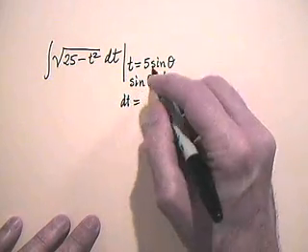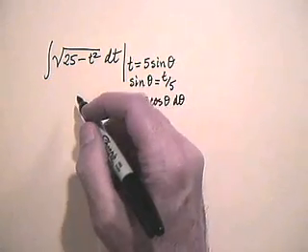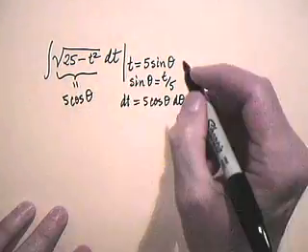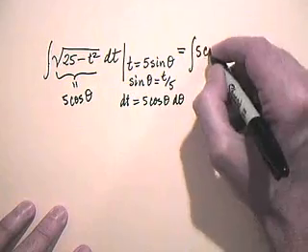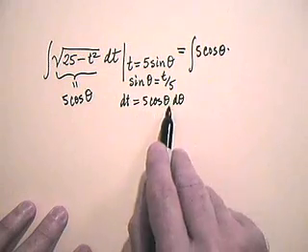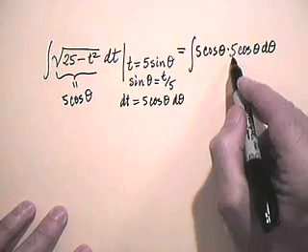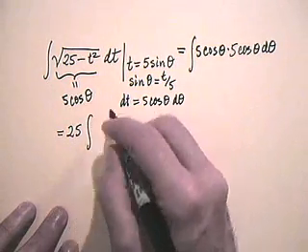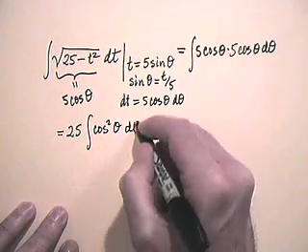dt, of course, is then 5 cosine theta d theta, and the radical itself, we see, is simply 5 cosine theta. And so this becomes the indefinite integral of 5 cosine theta, there's our radical, times dt, which is 5 cosine theta d theta. 5 times 5 is 25, can come out of the integral, so we have 25 times the indefinite integral of cosine squared theta d theta.